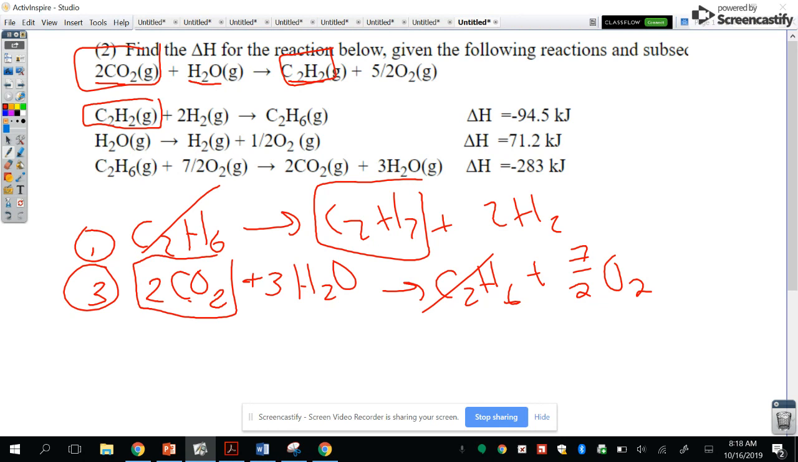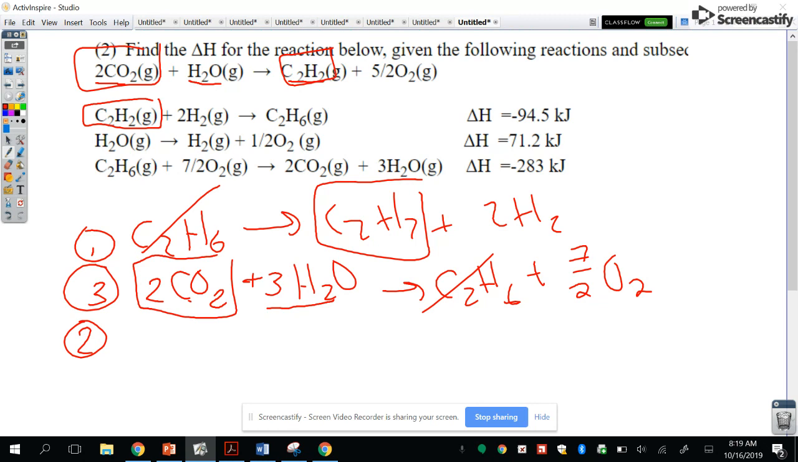So I can see that I have 3 H2O on my reactant side, but I only want 1 H2O as I have in the parent equation. So if I could somehow get 2 H2Os on the product side, I could do the 3 minus the 2, which would give me 1 net H2O. So in order to do that, I could both flip the second equation and multiply it by 2, and that would give me the correct number of water. So let's see if that works. So for number 2, I'm going to flip and multiply by 2.